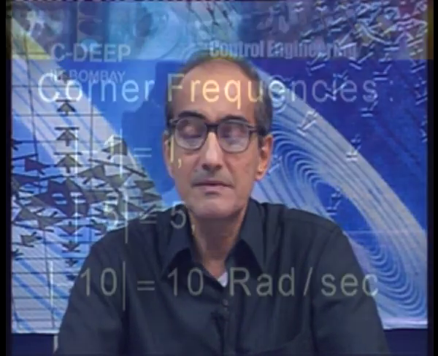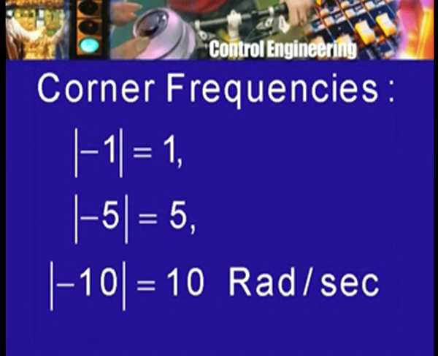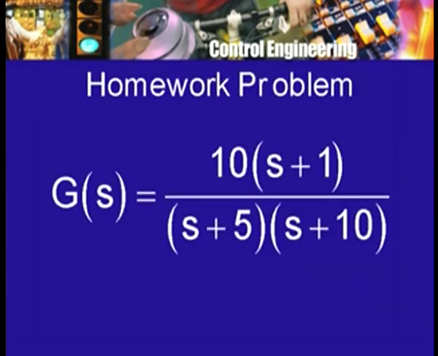Suppose I look at a frequency which is small. How small? Well, the corner frequencies are 1, 5 and 10. So if I take a frequency of say 0.1 radians per second, then that's quite small compared with 1. It's 1 decade below the smallest corner frequency. Alright, now for that frequency, what are the three approximations? What is the approximation corresponding to the 0 and corresponding to the 2 poles?